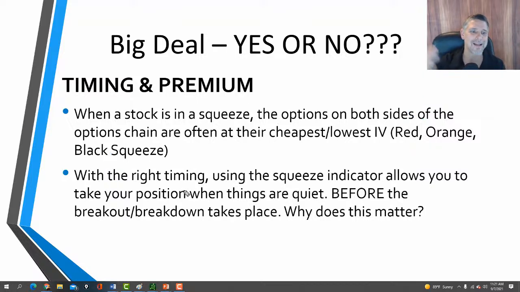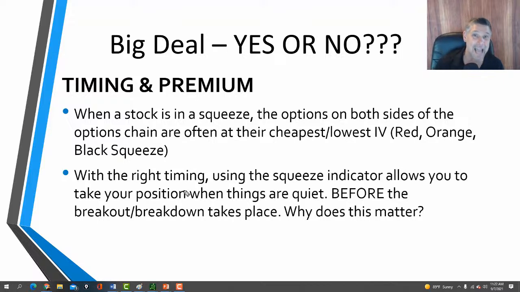So now let's talk about timing. That was premium. With the right timing, using the squeeze indicator allows you to take your position when things are quiet before the breakout or breakdown takes place. Why does this matter? Okay, let's talk about it. So again, you notice I have premium and timing. The squeeze allows you to take your position, build your position, as some people would say, whenever things are quiet, when it's just cheapest. From a timing standpoint, it's huge because the squeeze by definition is telling you that it's setting up for its next big move. This is our edge.